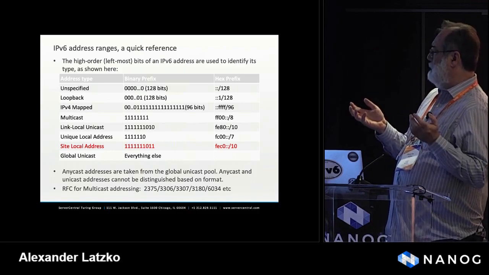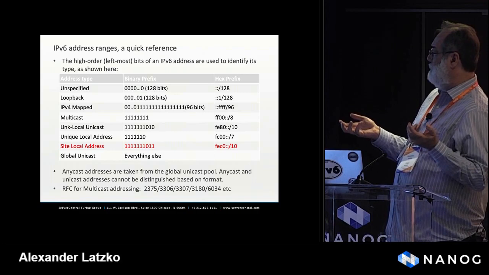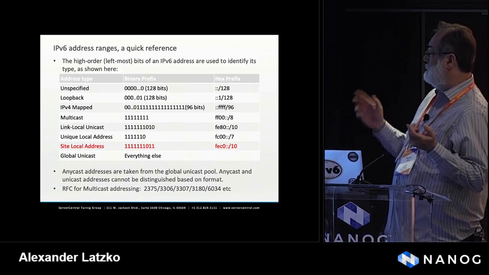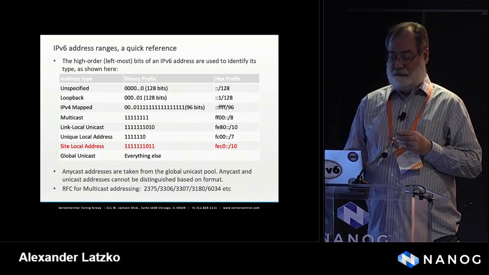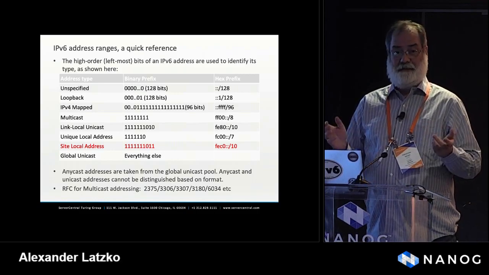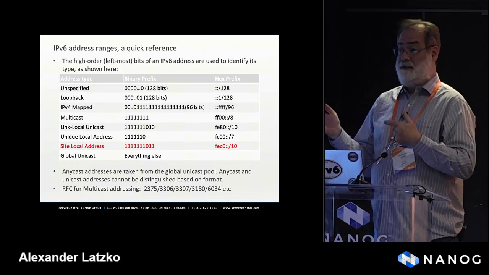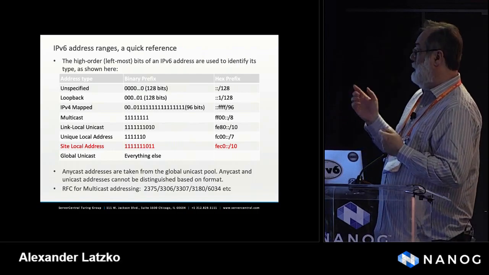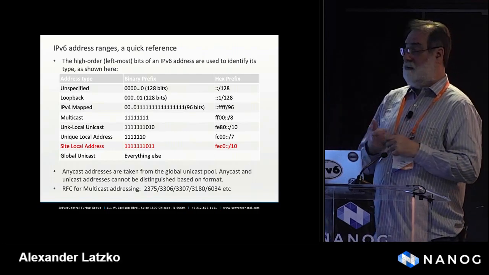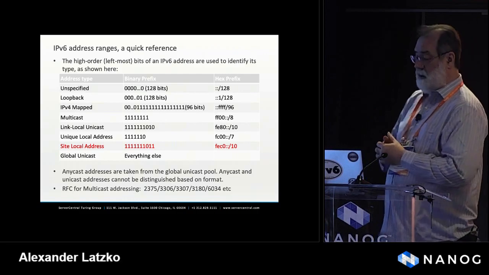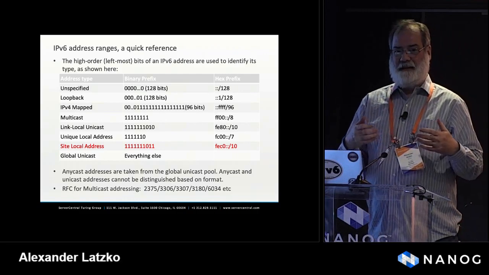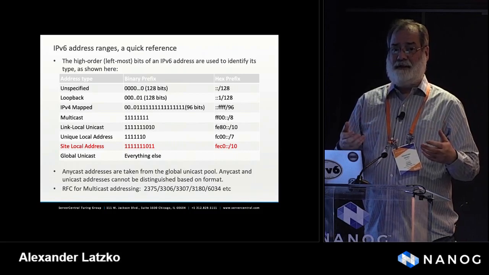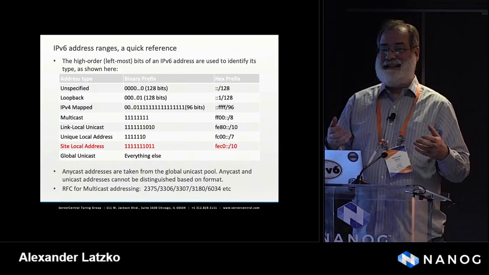So, unspecified, loopback, IPv4 mapped, multicast. You can tell what a multicast is by the prefix. Neat, isn't it? By definition, we know that that's a multicast address. Link local, which we'll get to, also defined. Unique local address. Think of a unique local address as RFC 1918 address space. Kinda, sorta.